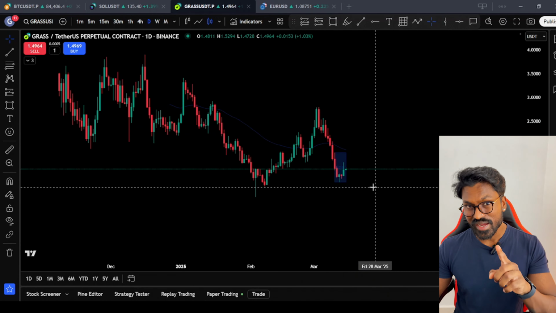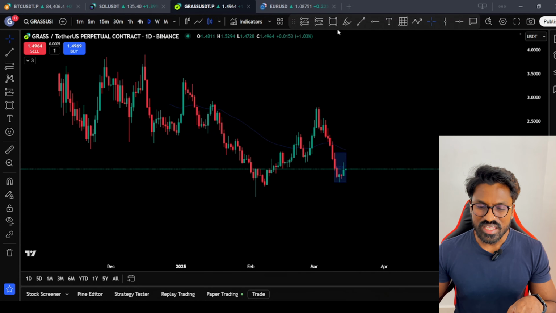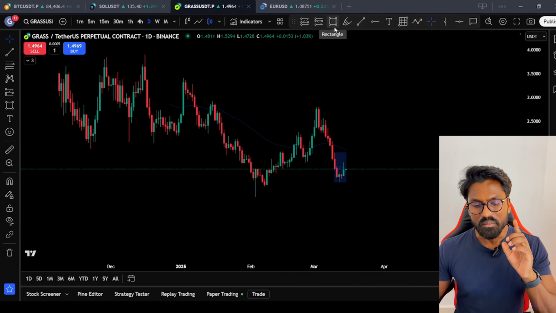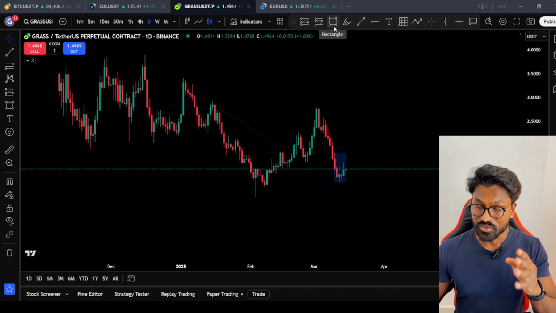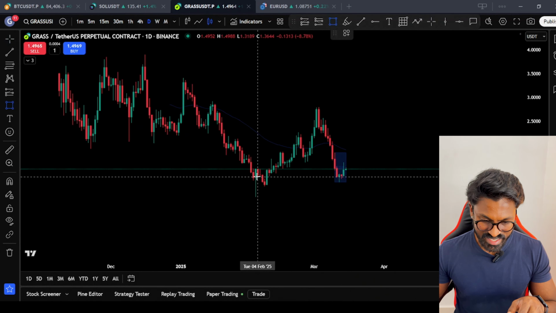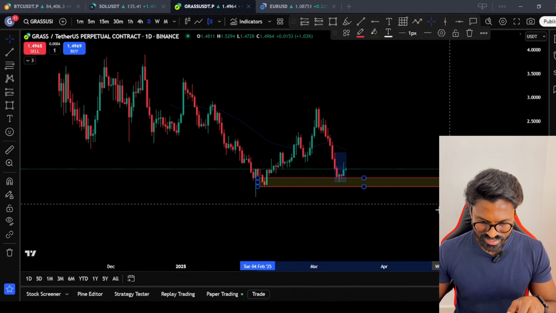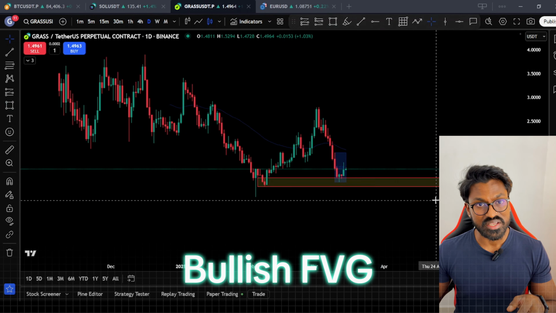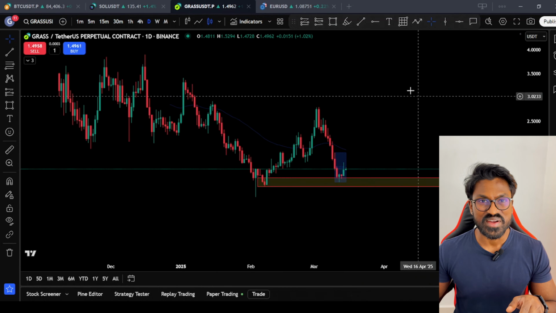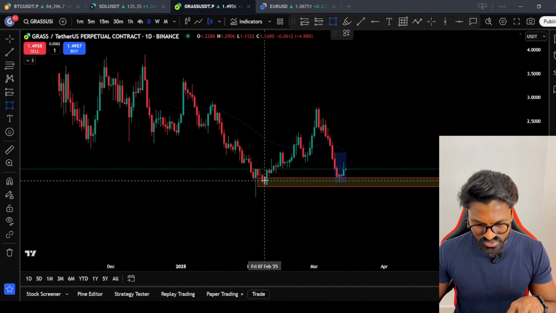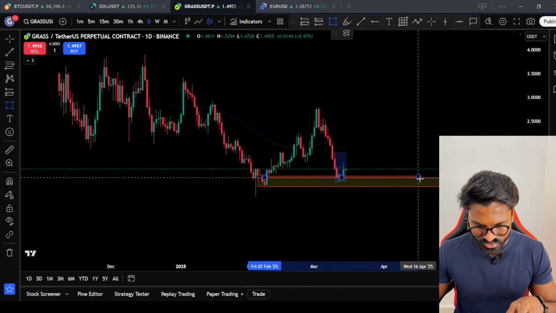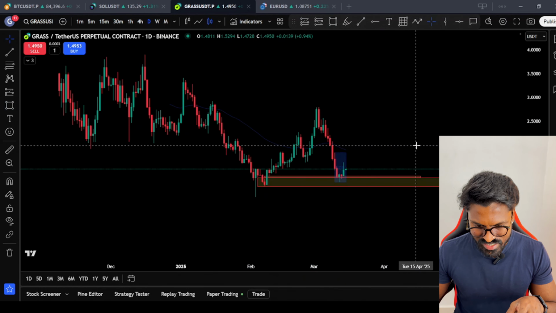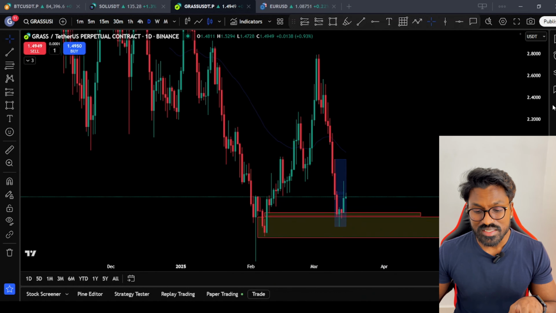So I hope you guys did that already. If you said bullish order block, you're right. If you said bullish fair value gap, guess what? You are right as well. So I will show you. This is the bullish fair value gap. It's small, guys, it's really small. But it doesn't matter if it's small or not, guys.